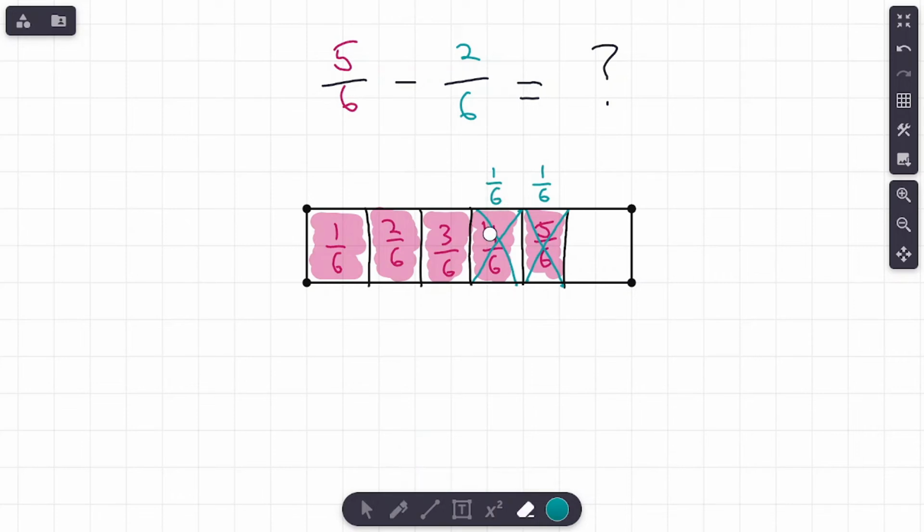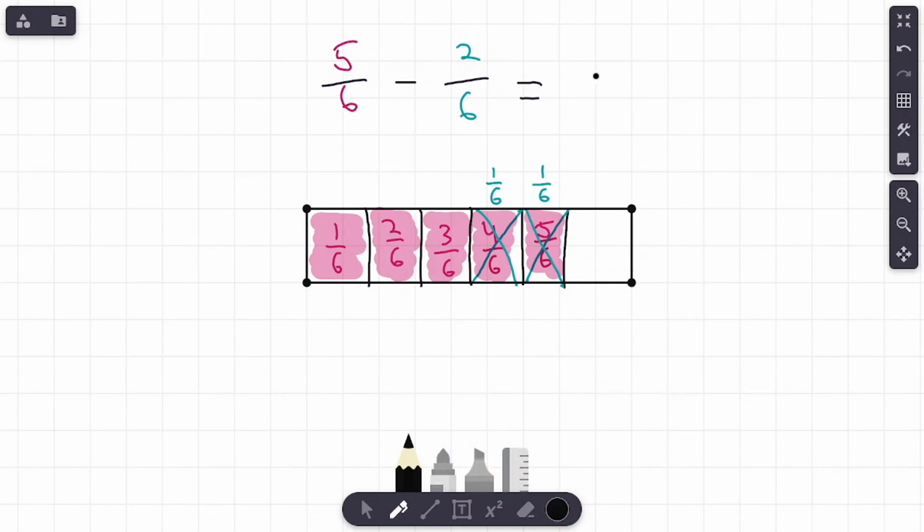Another way you could have done it is you could have just erased them. Okay, that's another way you could have showed it. I wanted to show you by marking it out as well. So we took away 2/6. My question is now, how many do we have left over? What do we have after we've subtracted that?